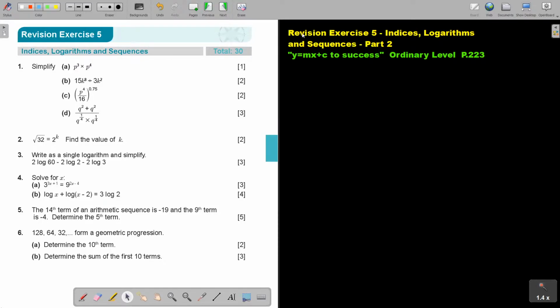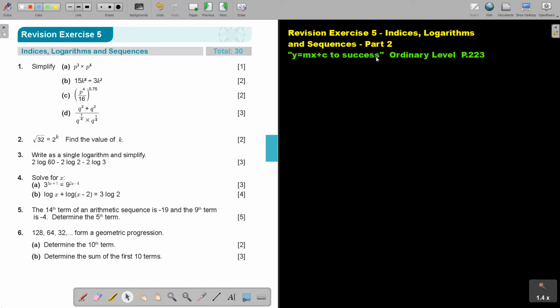In this video, we are going to continue with revision exercise 5. And in this video, we are only going to focus on sequences. You will find this exercise on page 223 in the Namibia Ordinary Level Mathematics textbook.